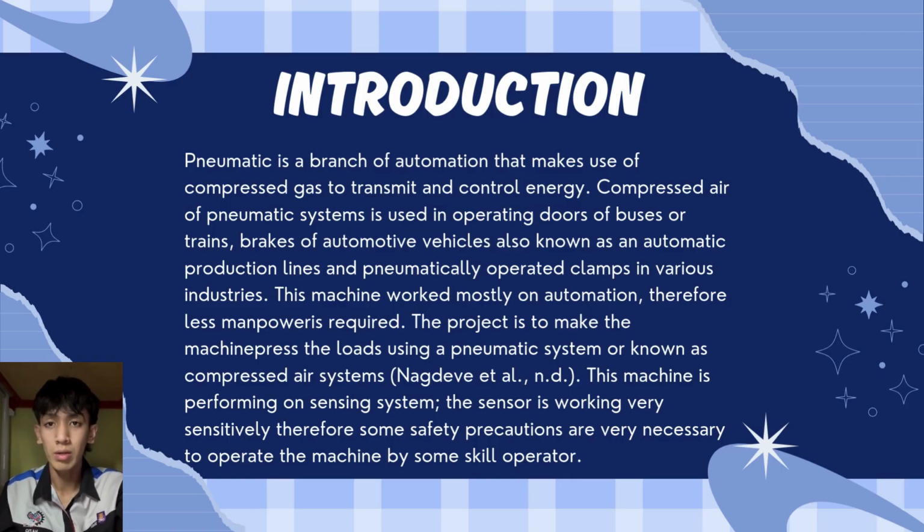Pneumatic systems are commonly used in applications such as automatic doors, vehicle braking systems, industrial automation and clamping mechanisms. The reason pneumatic systems are widely applied is because they are clean, safe, cost-effective, and easy to maintain. Unlike hydraulic systems, pneumatic systems do not use oil, which reduces the risk of leakage and environmental pollution.